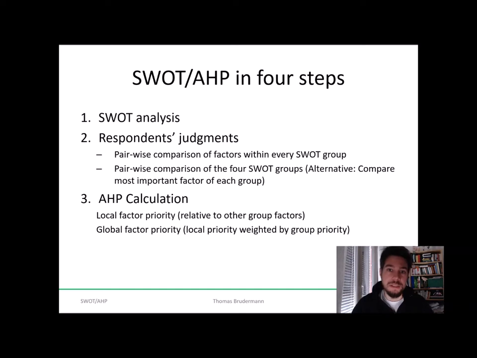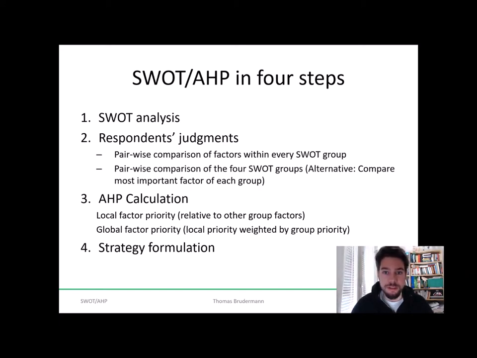So the AHP calculation then will give you a local factor priority. That means each factor, for example, in the strengths category, so strength 1, strength 2, strength 3, gets a priority, which is relative to the other group factors. And then you can also get a global factor priority. So here you weight the local priority within the group of each factor with the group priority. And the fourth step, obviously, is then the formulation of strategies based on your analysis.